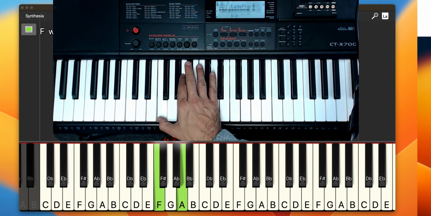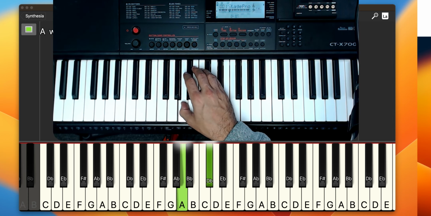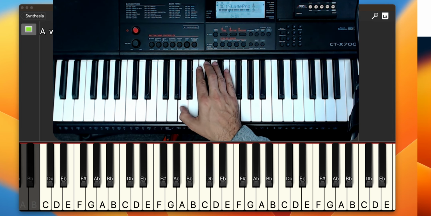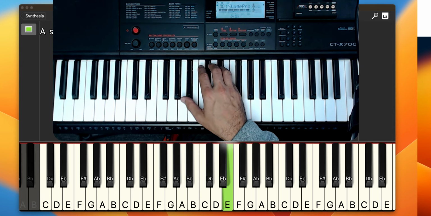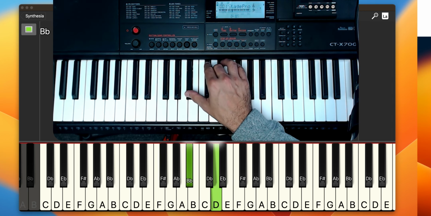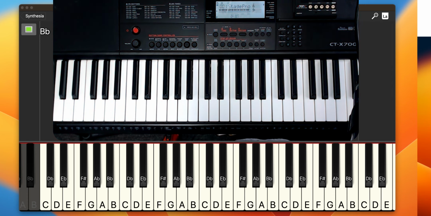So 1 and 2, then 2, 3, 4, 5 and 1, and then 1 and probably 3, continue to go, then 1 and 3 for this section, and then 1 and 5, then followed by 3, 2, 1. I really believe that if you're playing with the right numbers, it's so much easier to play something like this.